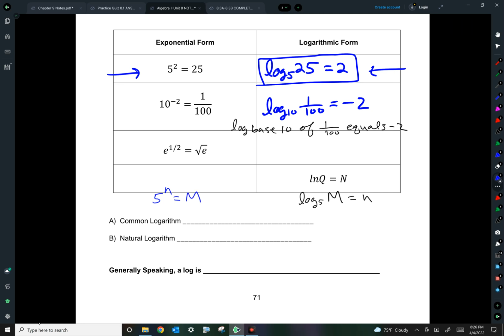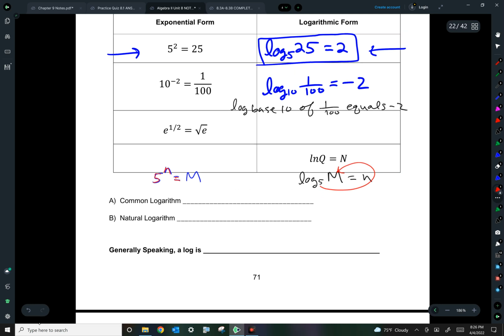I've heard some teachers say that you go in this order. You start at the base, you come around, and end up here. So you start at the 5, and then to the n. The first thing I wrote down was a 5, the next thing I wrote down was the n, and the last thing I wrote down was the m.